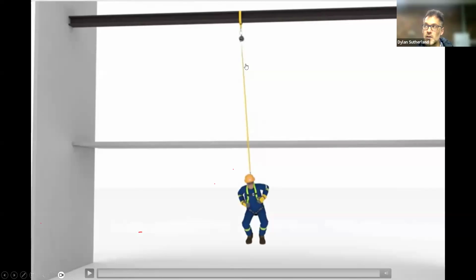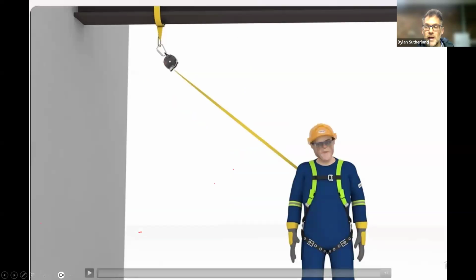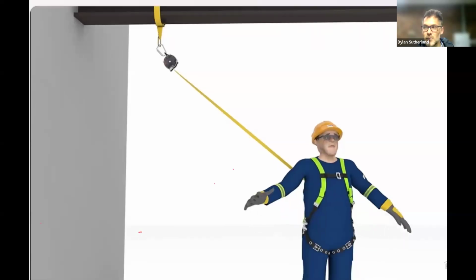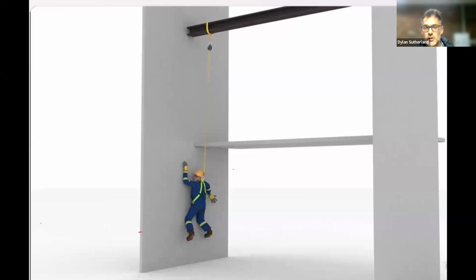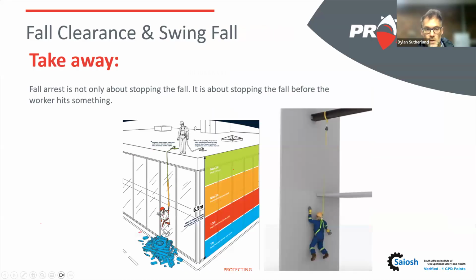So we need to incorporate that in our thinking from a fall clearance point of view. But more importantly, we need to consider it from is there a potential to strike something? Is there a potential to swing into something which will cause injury itself? So when we talk about the fall clearance and the swing fall, we must understand that the fall arrest is not only about stopping the fall, it is about stopping the fall before the worker hits something.